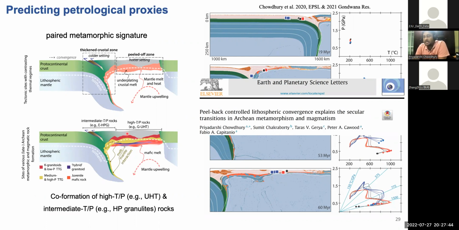So that's why we are getting this paired metamorphic signature from models, which at least quantitatively fits with the natural data set as well. Similarly, here I have also shown the magmatic part, which I won't go into detail, but I'm happy to answer anyone's questions.